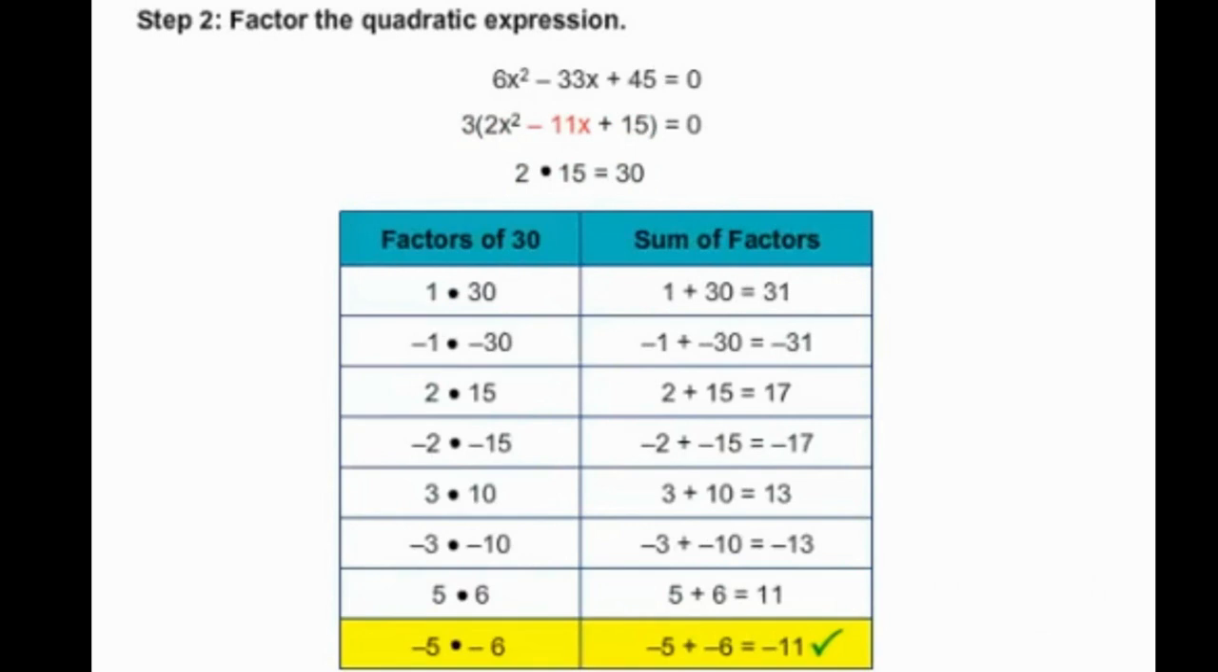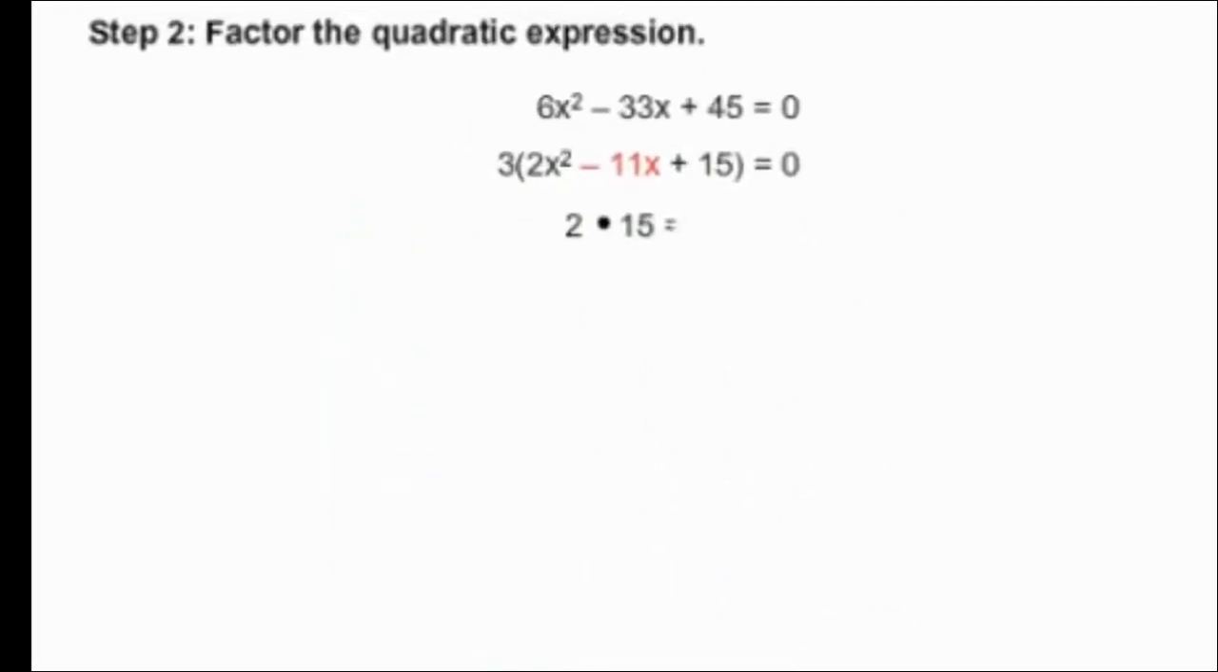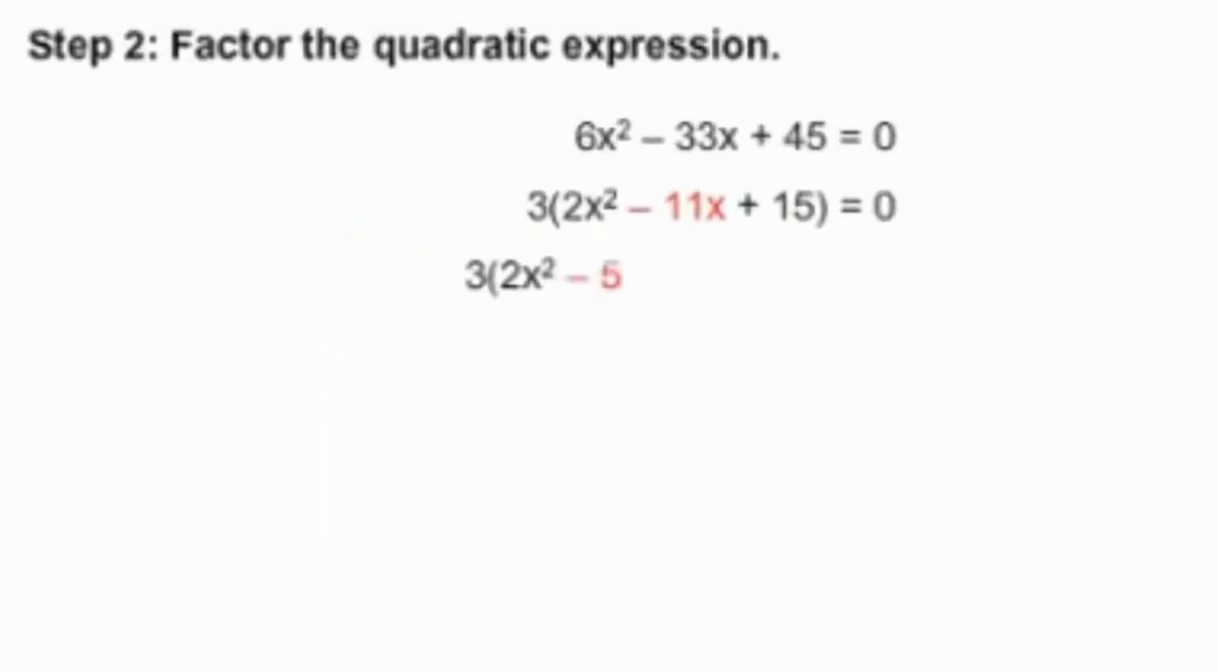Negative 5 and negative 6 fit both sides of the chart, since negative 5 times negative 6 equals 30, and negative 5 plus negative 6 equals negative 11. Rewrite the middle term of negative 11x as negative 5x and negative 6x. Separate the polynomial into two groups, the first two terms and the last two terms.